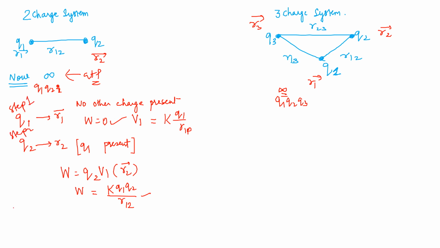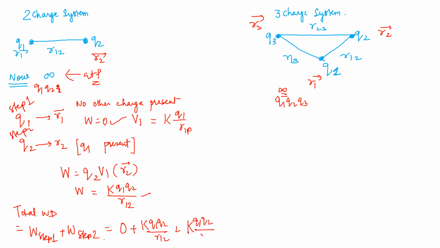In both steps we have done this process, step 1 and step 2. Now total work done equals work done in step 1 plus work done in step 2. In step 1 work done is 0, and in step 2 work done is KQ1 Q2 upon R12. Hence the total work done is KQ1 Q2 upon R12. So that's how we have derived it for two charges. Now we will define it for the given three charges.